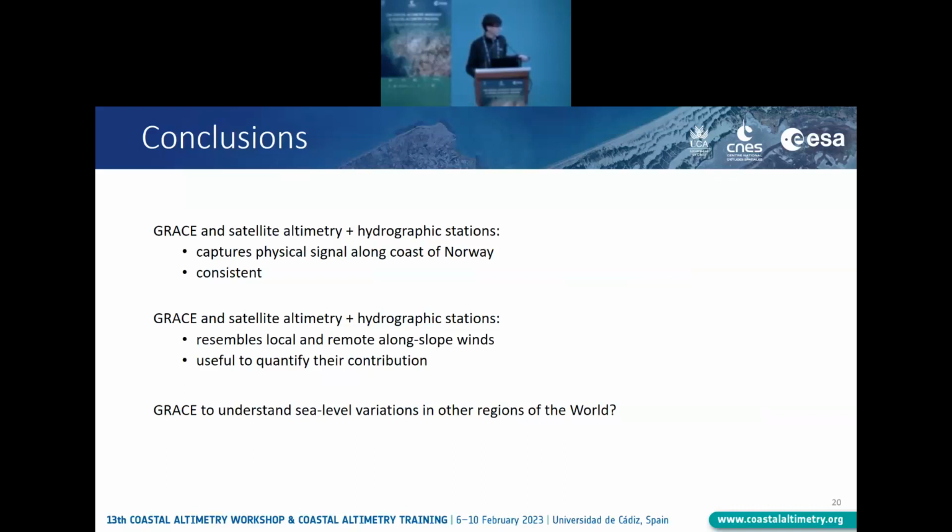And actually, I didn't show that we also use some other GRACE datasets, in particular from JPL and the Center for Space Research, and we found very comparable results. And so the idea is that this is hopeful, in a way, that we can maybe use this dataset to study the mass component of sea level in other areas of the world where there are not as many in situ instruments as along the Norwegian coast.